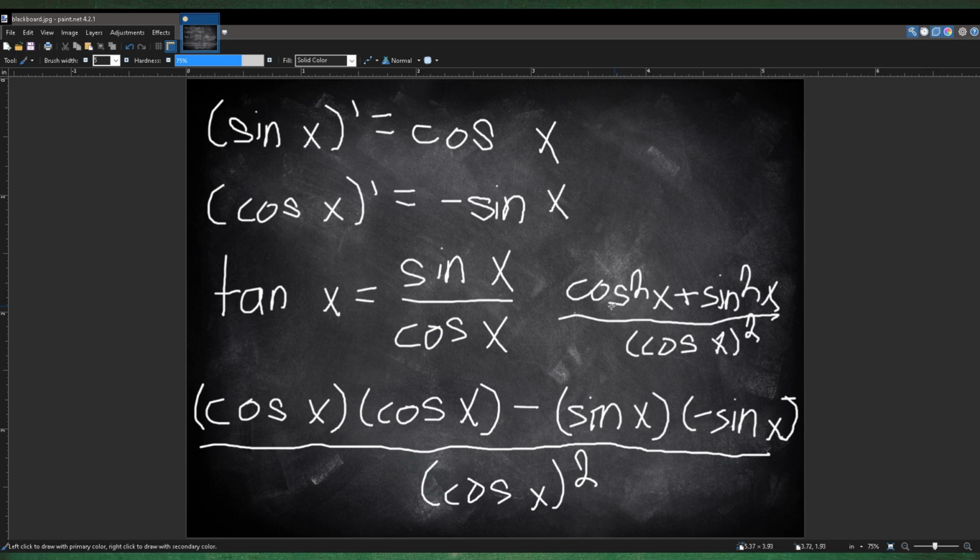Okay, so as I said before, cosine squared of x plus sine squared of x is 1. And then we have 1 over cosine squared of x. The inverse of cosine is secant, so the derivative of tangent of x is just secant squared of x. So secant of x to the power of 2, basically. So that's the derivative of tangent.